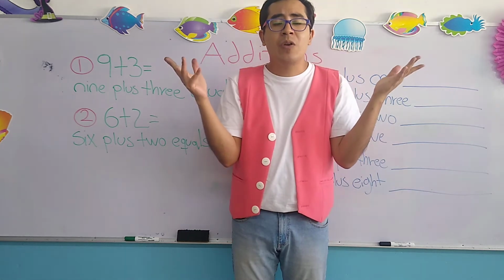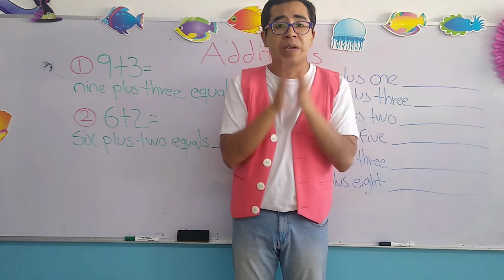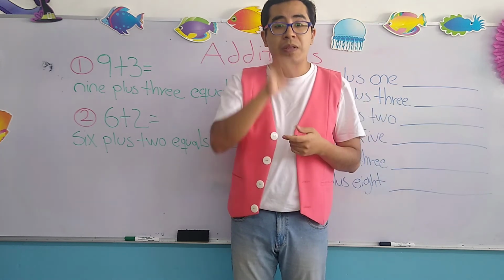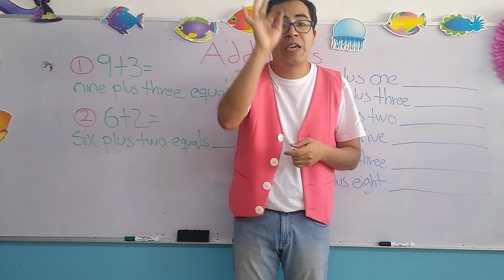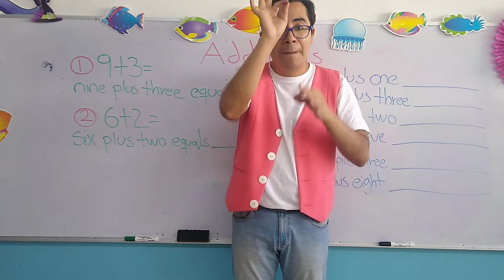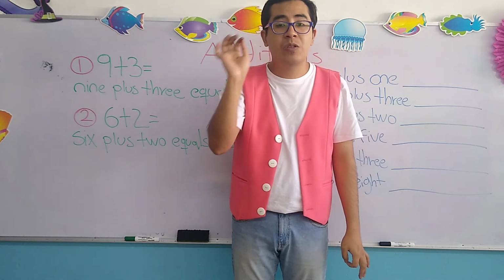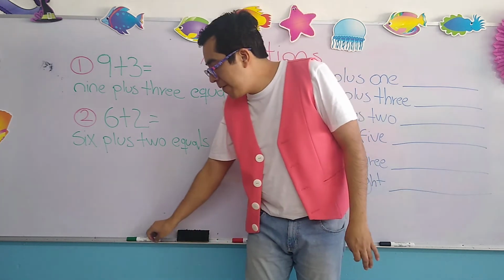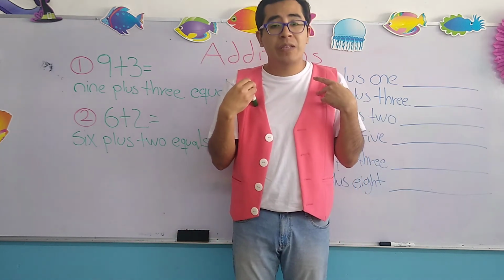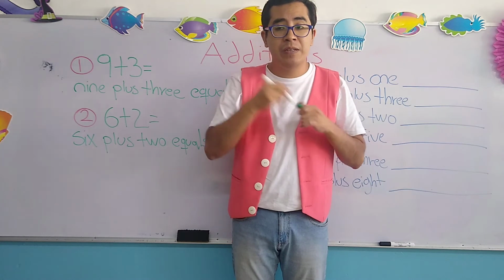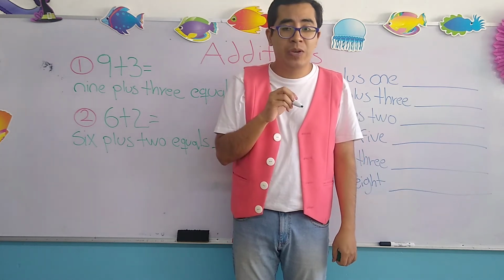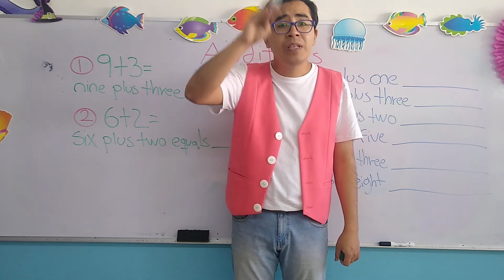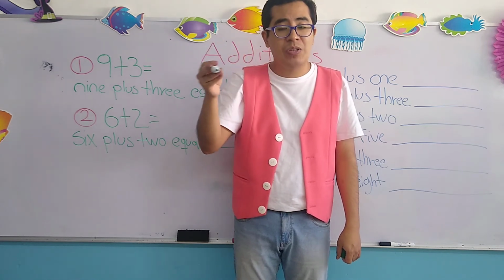So in that occasion, what can we do? ¿Qué podemos hacer? We can use little dots or sticks to count. Podemos usar palitos o puntitos to count the numbers, okay? Now, in my case, the teacher prefers dots, little dots, because they are easy to count. But if you want to use sticks, you can use it, okay?